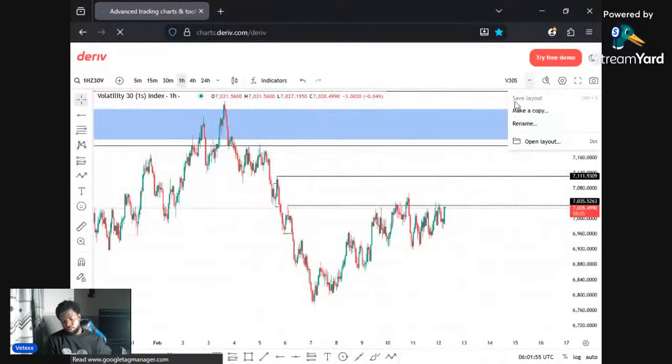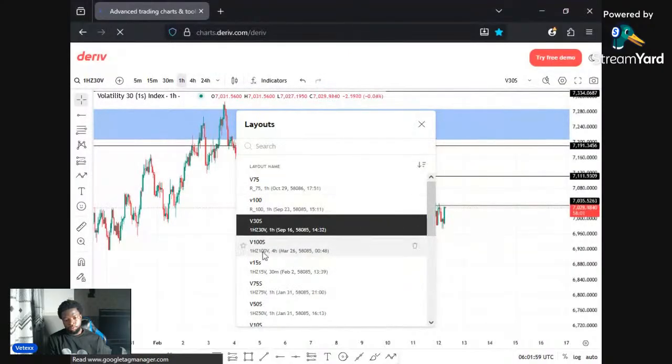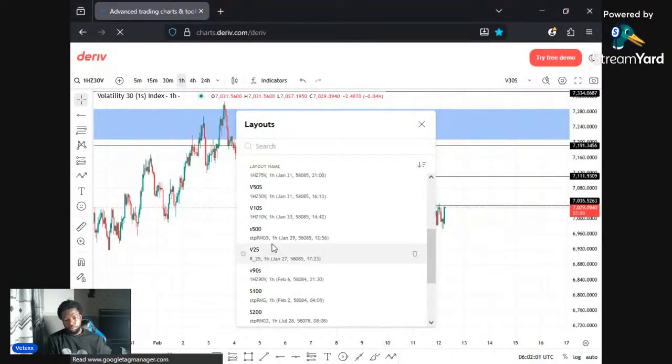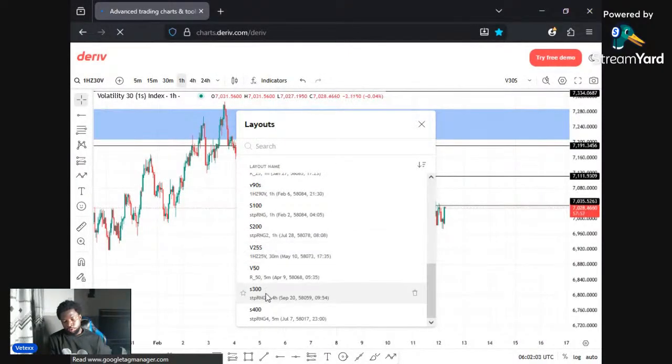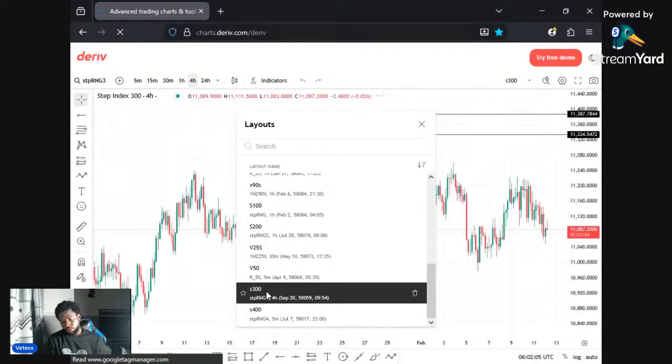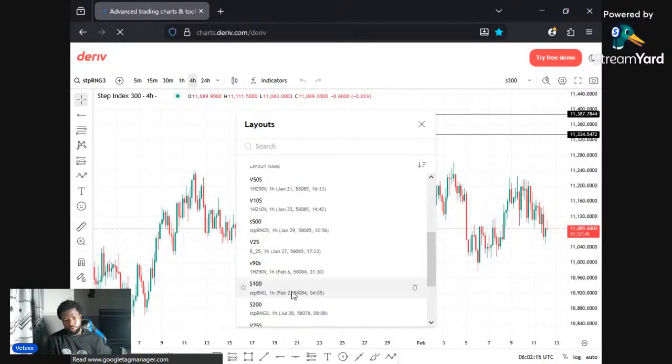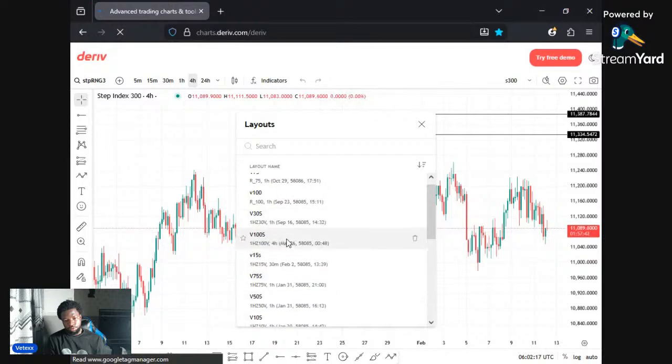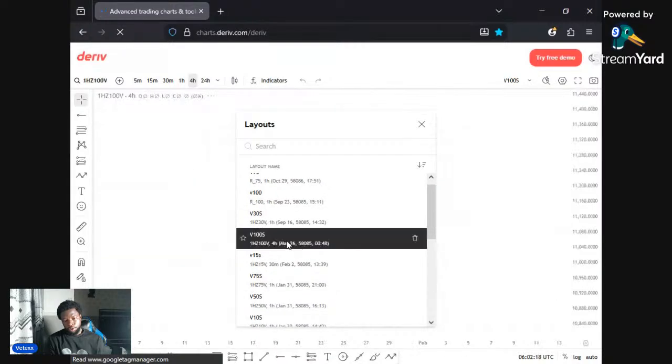Okay, the next pair is what? Step 300. Anticipating a sell on Step 300. Okay. The next is what? V100 index. Anticipating a sell on V100 index.